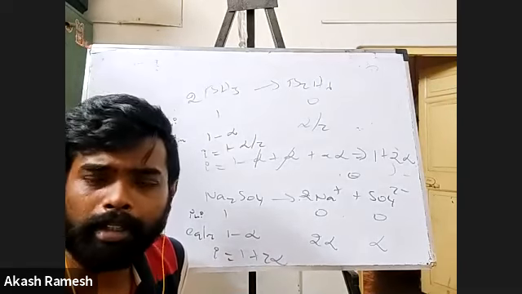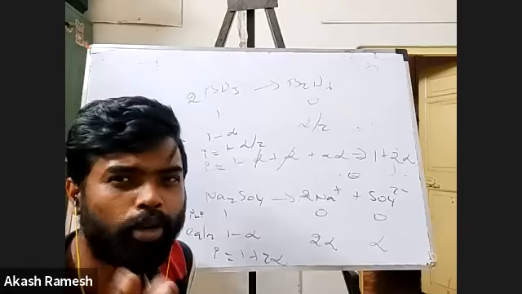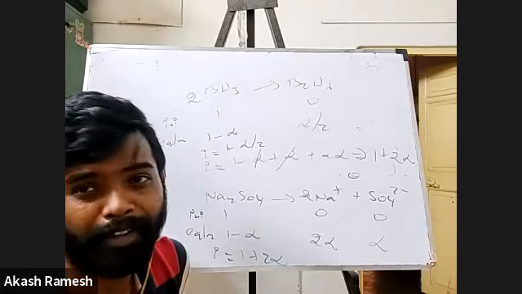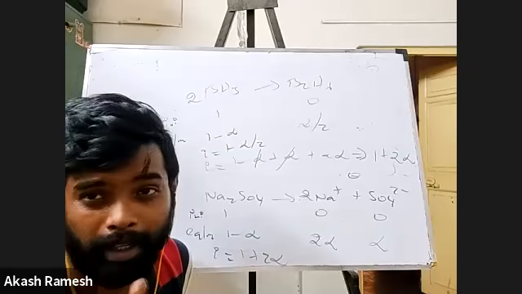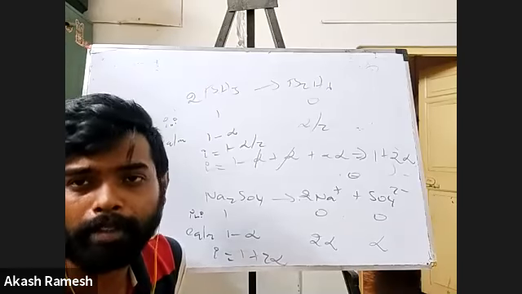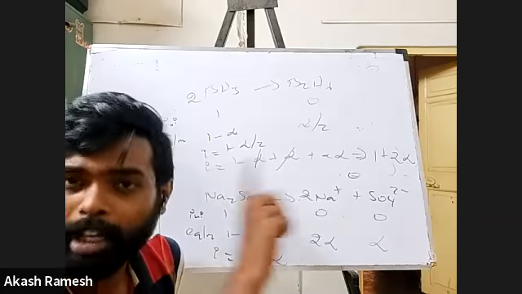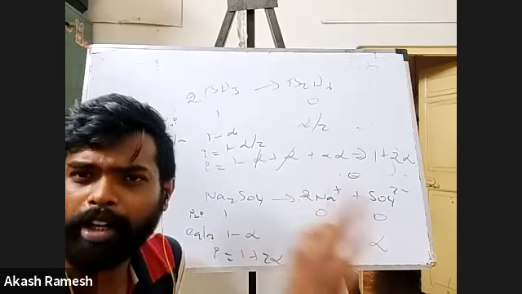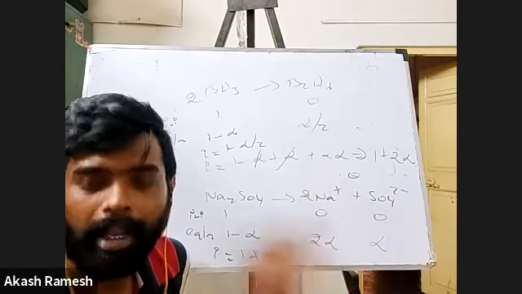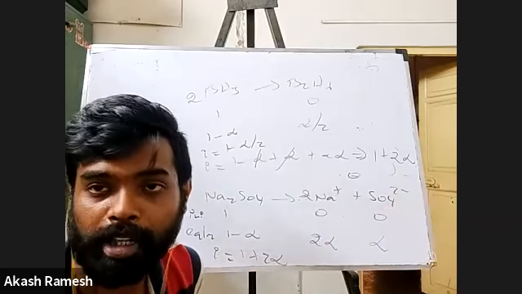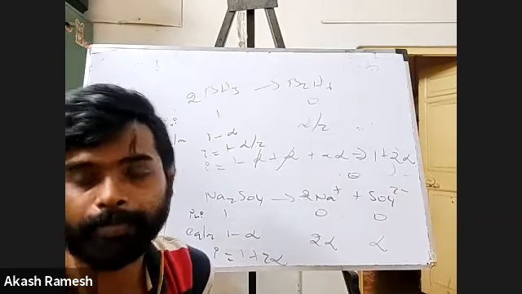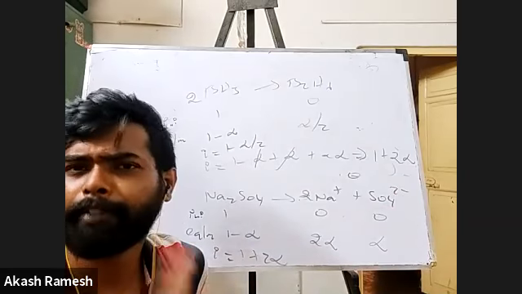Like this, in your book they would have given you a formula connecting i and alpha. I really will not suggest you remember the formula. You can remember this very easily: you go for dissociation, write the alphas, calculate the total number of moles at equilibrium and connect with the i. Everybody understood?